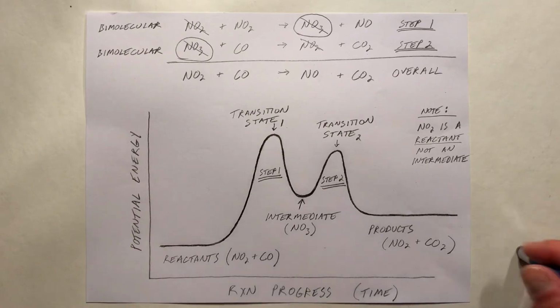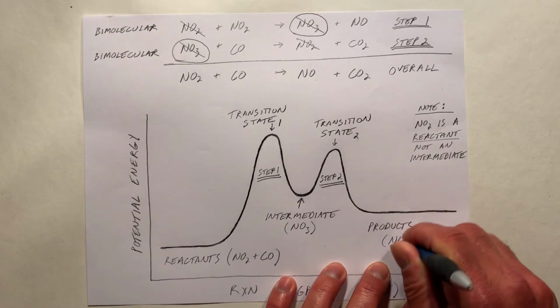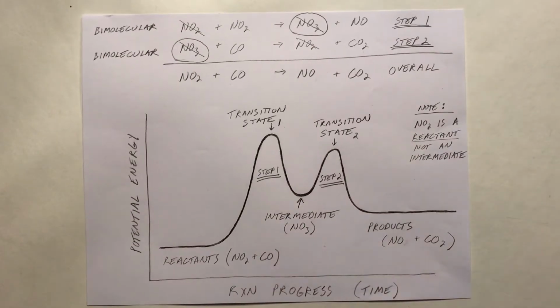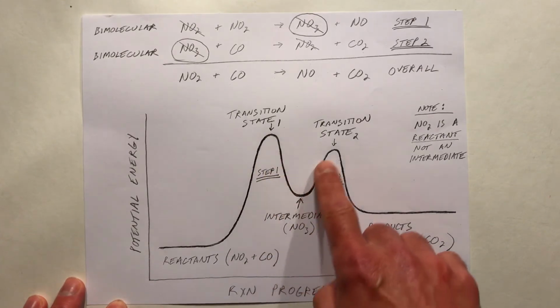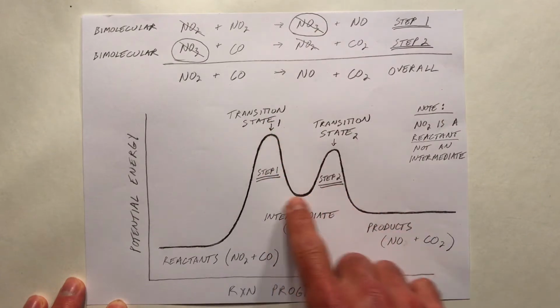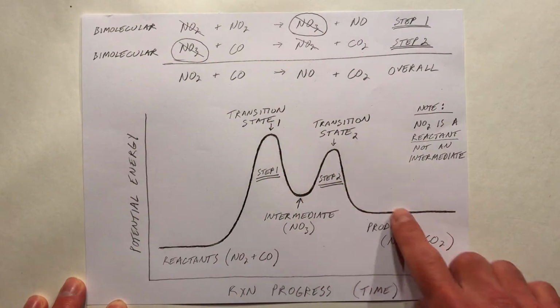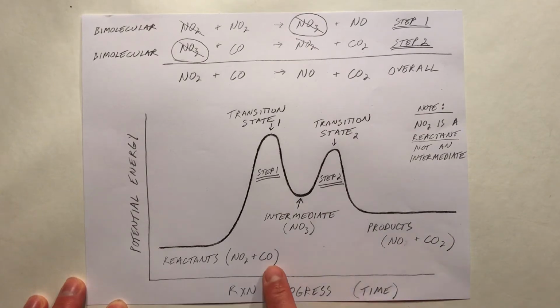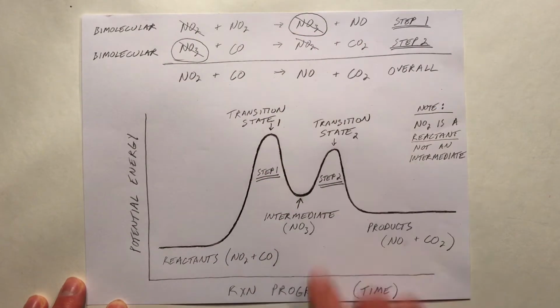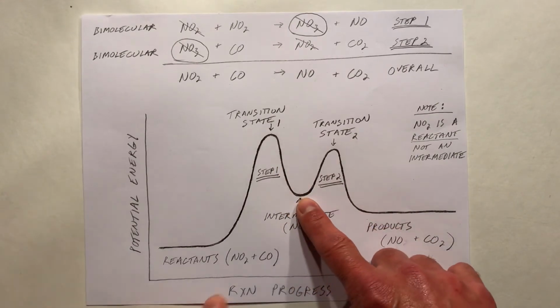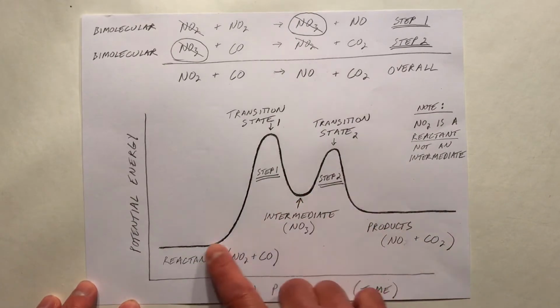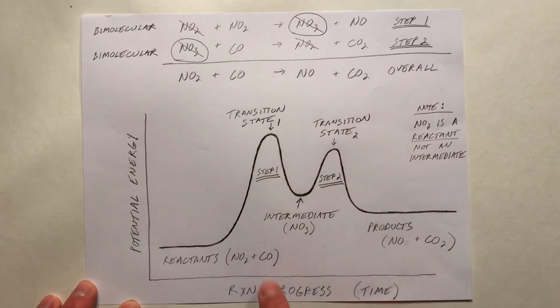Oops, I have a little mistake there. That should just be NO plus CO2. All right, so the intermediate NO3 will be formed between those two reactions. It's formed at the end of the first reaction and then reacts away as the second reaction progresses. Notice that the CO was there from the very beginning, but it didn't take part in that first reaction. It was one of the reactants. So it was really doing nothing in this progress of the overall reaction. That first step doesn't involve the CO, but it was in the container.